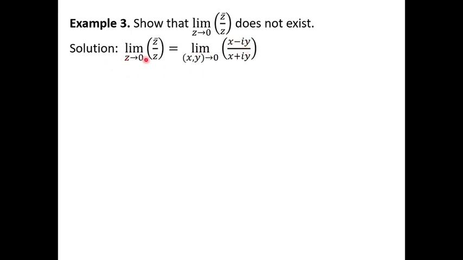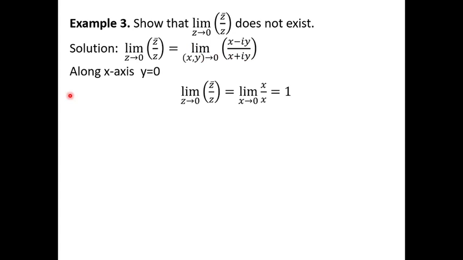Therefore, z approaches 0. That means z, which is x plus iy, approaches 0. That shows x and y variables approach 0. Here we see two cases: one is x tends to 0, another is y tends to 0. This is solved by using two cases. First case is along the x-axis. Along the x-axis means y value should be 0. Therefore, put y equal to 0 in the limiting function and x tends to 0.